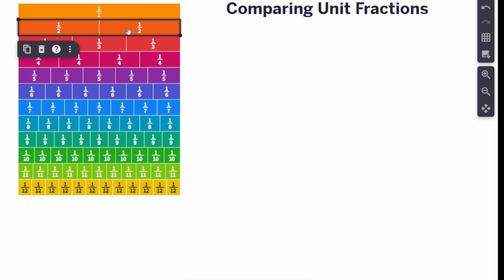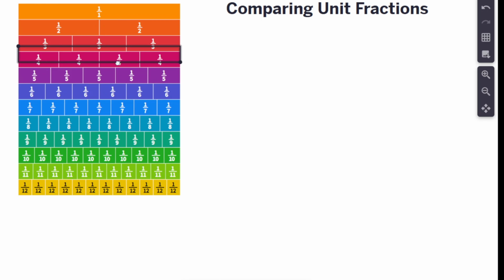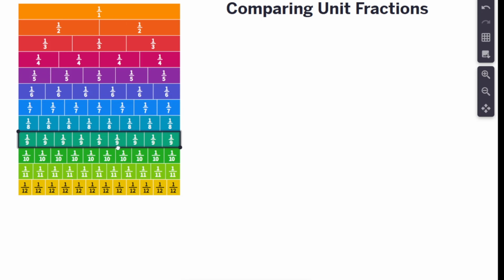and compare this whole with this whole that is made out of fifths, what do you notice that is different other than the colors and the numbers in the denominator? The number of parts being cut up is different. If you were to compare any two wholes, like this whole over here that's made out of quarters with this whole over here that's made out of nines, you will notice that other than the color and the denominator, the number of pieces being cut up is different.